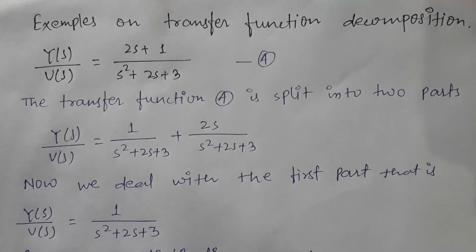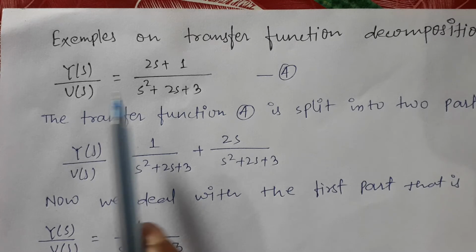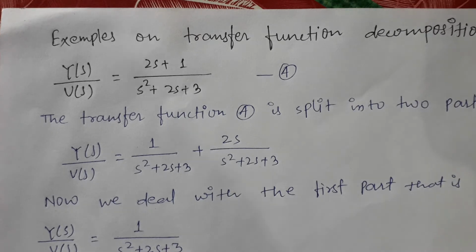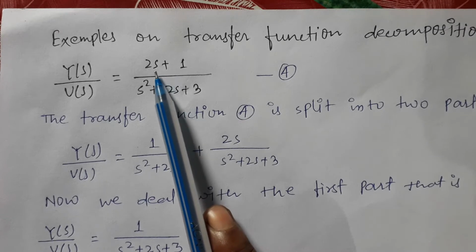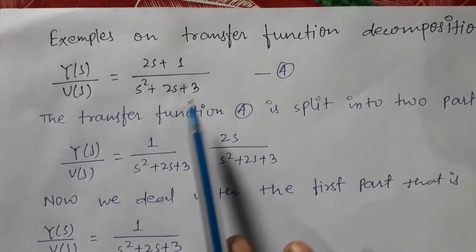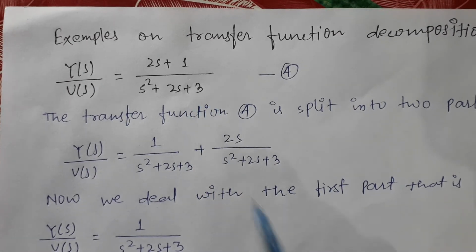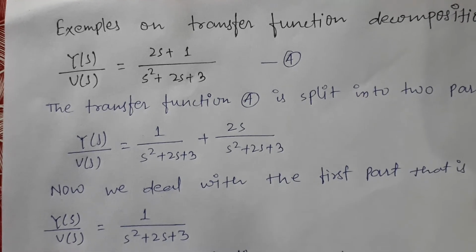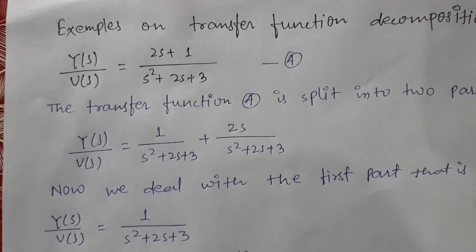Today I am solving more examples on transfer function decomposition. This is the example: Y(s)/U(s) equal to (2s plus 1) divided by (s square plus 2s plus 3). There is a difference here: in the numerator, 2s is present. So this example is different from the others, and to solve this type of example we follow a different method. Okay, now at first we split this function into this form.